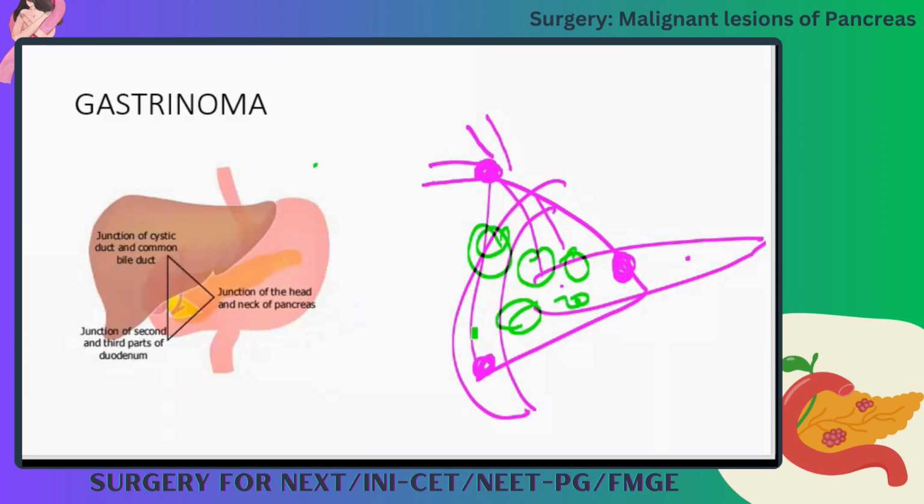So the junction of cystic duct and common bile duct, head and neck of the pancreas, and the second and third part of the duodenum. And you're not, see, cystic duct and not common hepatic. Cystic duct and common bile duct.